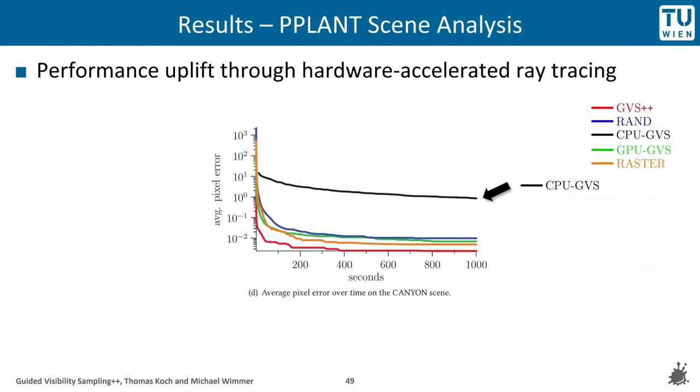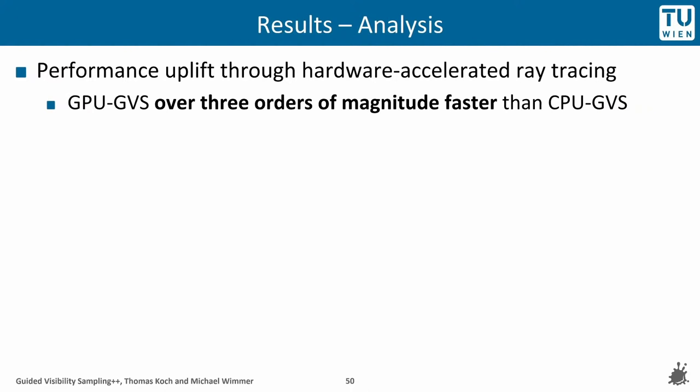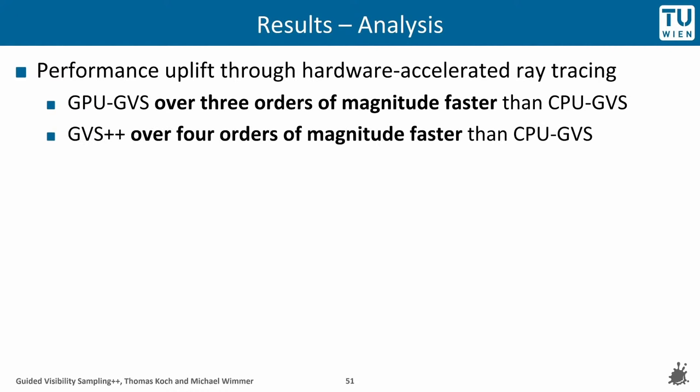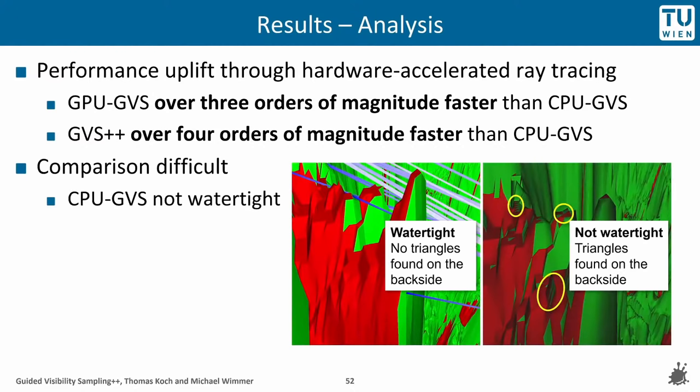The performance uplift through hardware-accelerated ray tracing can be seen when comparing against the original CPU implementation of GVS. Here you can see the average pixel error over time, and you can see the very slow convergence of GVS on the CPU. We note that GVS on the GPU is over 3 orders of magnitude faster than GVS on the CPU, and GVS++ is over 4 orders of magnitude faster than GVS on the CPU.